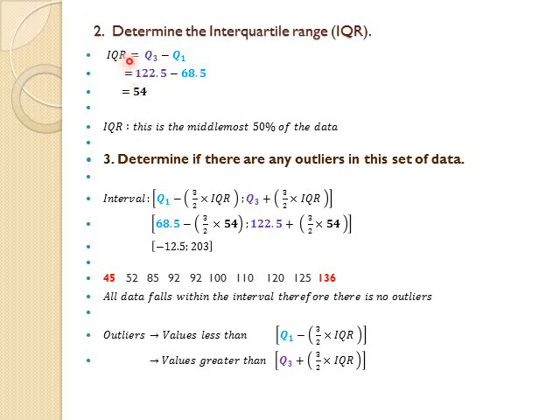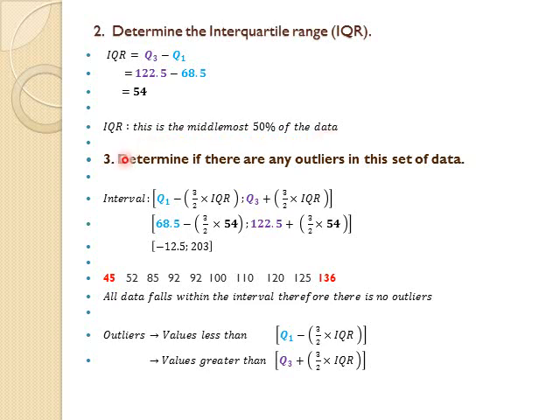Right, now they say determine the interquartile range. So interquartile range will always be quartile 3 minus quartile 1. So from the previous slide, we got quartile 3 as 122.5 and quartile 1 as 68.5. If we subtract the two, we're left with 54. So interquartile range, as I said, is the middlemost 50% of the data.